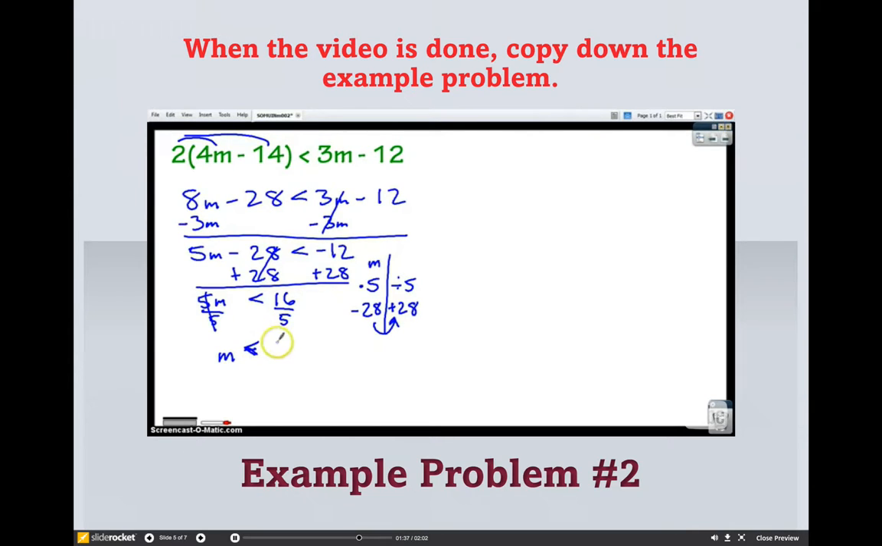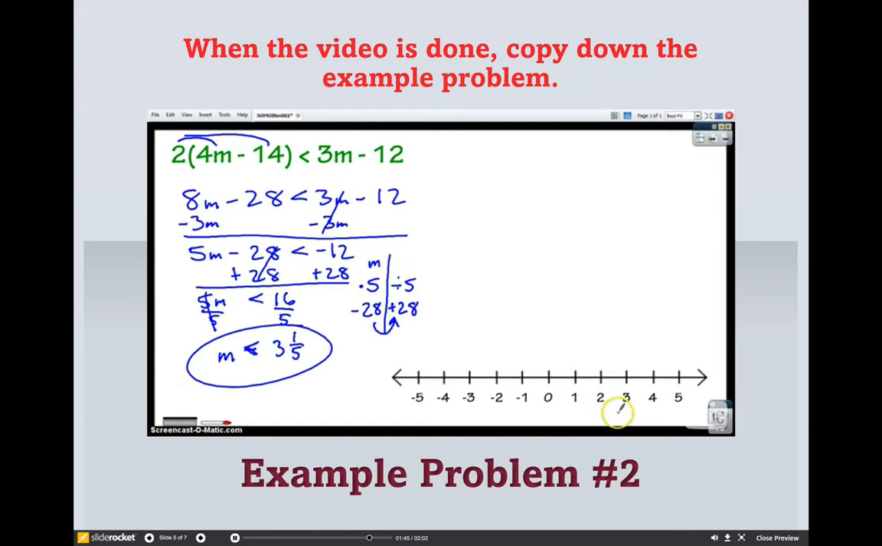And I get m is less than 3 and 1/5. So when I go to graph that, I need to graph everything below 3 and 1/5, and 3 and 1/5, I'm going to ballpark it, it's going to be right about there. So less than, but not equal to, which means I need an open dot at 3 1/5, and I want to mark everything less than that.